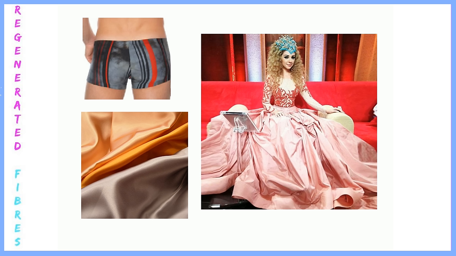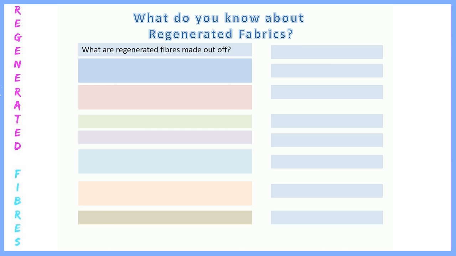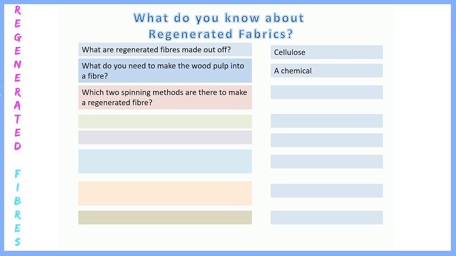Right, let's have a quick look at what do we know. What are regenerated fibers made out of? Cellulose, you got it. Next, what do you need to make the wood pulp into a fiber? A chemical, of course. Which two spinning methods are there to make a regenerated fiber? Dry and wet spinning. There you go. Which products are made from acetate? Lining, dress fabric and ties.